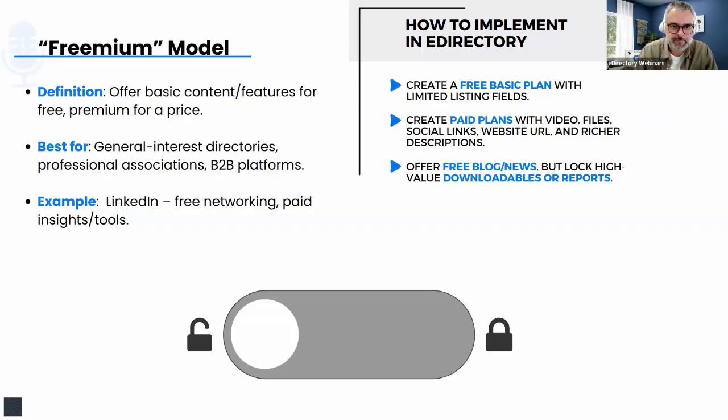You can limit the videos or the addresses. And then you can create paid plans with videos, for example, or social links, and website URL, and the richer descriptions and maps and the map view. So that could be under the paid plan. And of course, you can offer free blogs and free news reading, but you can, of course, lock the downloadables or the more important reports. Okay.